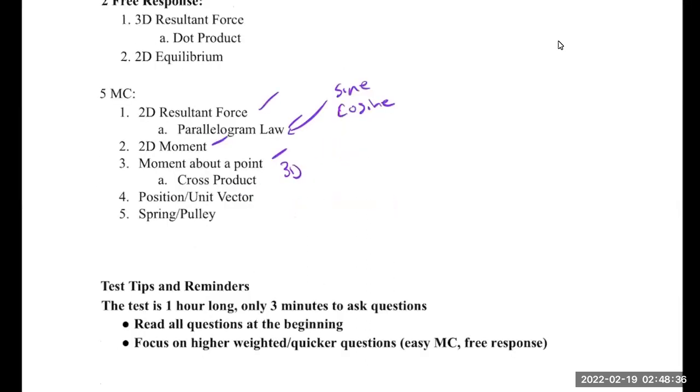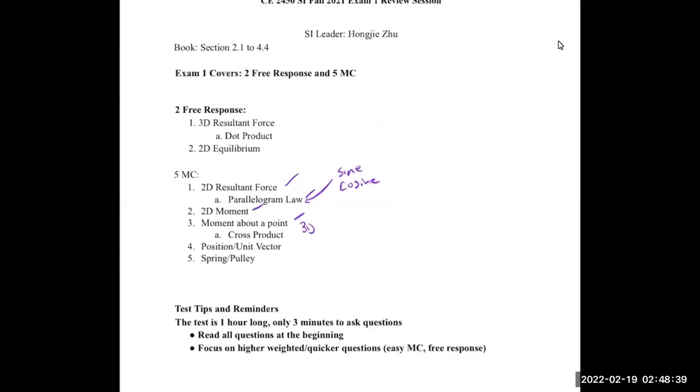Okay, and some test tips that I want to share with you guys is to ask questions before you start working on the test. If you see something that's not right, ask them, because you don't get much time to work on each problem. Think about it, you only have 60 minutes for 8 problems, and two of them are free response problems, which are going to take a lot of time.